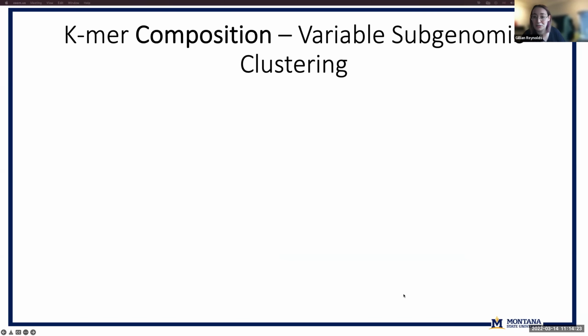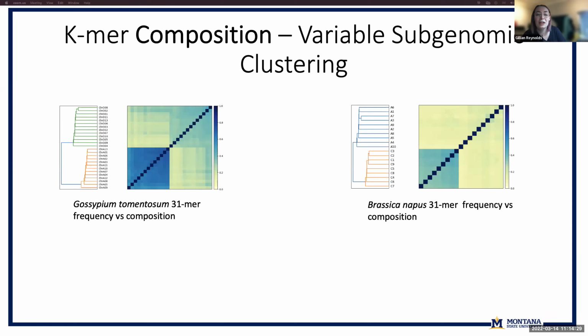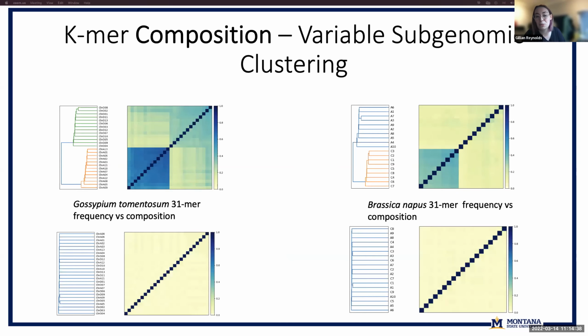Now, all of the ones I've just shown you were based on k-mer frequency. When we look at k-mer composition, we do get variable subgenomic clustering. For example, here I've given one of the cotton genomes and the Brassica napus genome. You've just looked at them on the previous slides, and that's their frequency. When I look at k-mer composition, you'll see that their clustering disappears.